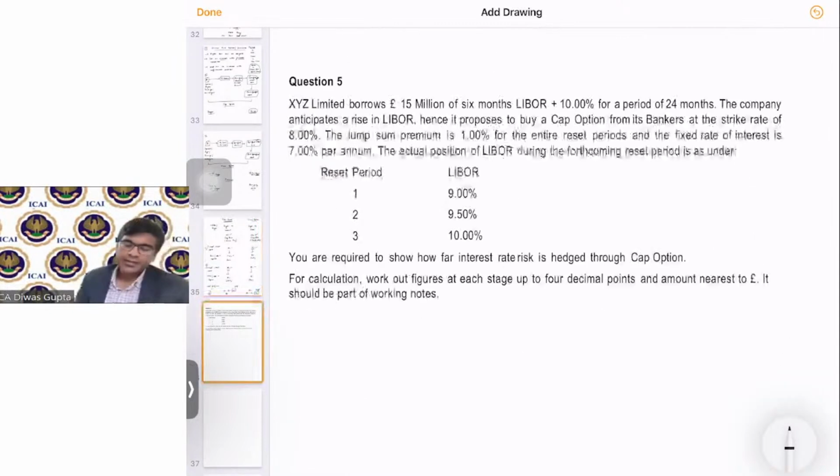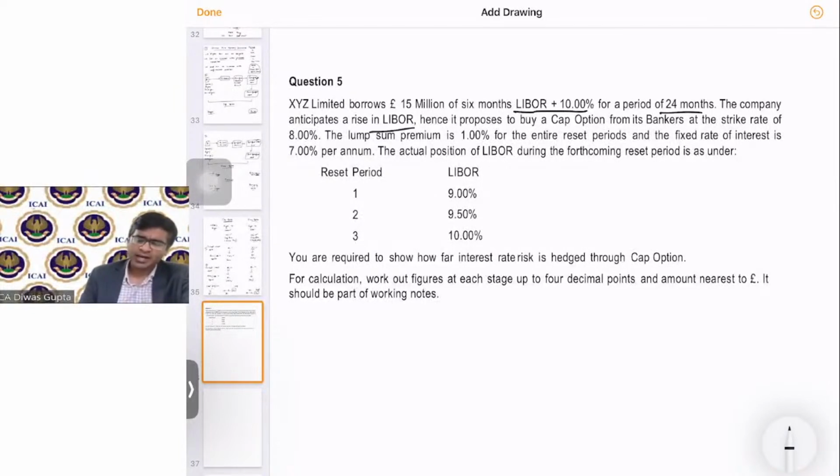So let's come to this question. Question number 5. XYZ Limited borrows euro 15 million at 6 months LIBOR plus 10% for a period of 24 months. So what they're saying is they're taking the benchmark of 6 months LIBOR and plus 10% is the spread that they are putting for the purpose of borrowing for 24 months.